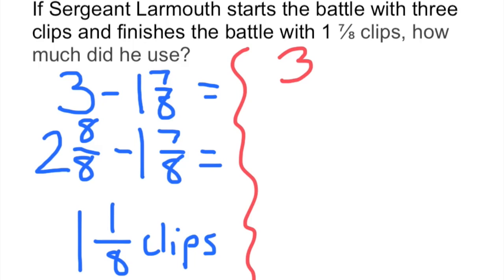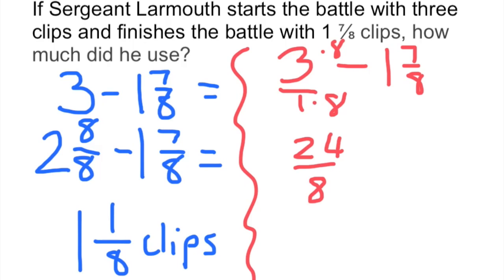The other way to do this problem is to use improper fractions. So we've got 3 minus 1 7/8. 3 could be changed into a fraction by putting it over 1. 3 divided by 1 is still 3. Let's make common denominators. 1 can go into 8, so we're going to multiply it by 8. So it's going to be 24 over 8 minus, let's change this to an improper fraction. 8 times 1 is 8 plus 7 is 15 over 8, which ends up being 24/8 minus 15/8 is 9/8.